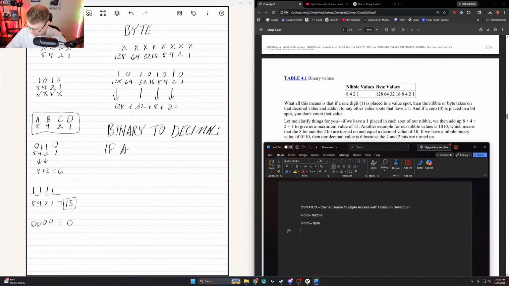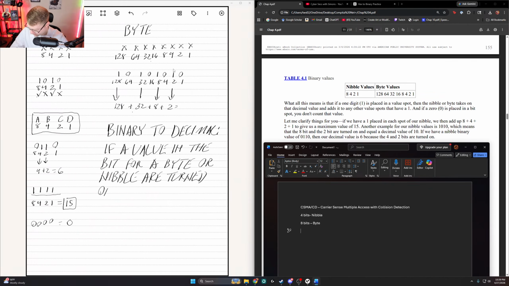If a value in the bit for a byte or nibble, and no, I don't know who named these things, are turned on with a 1, they are added. Okay.